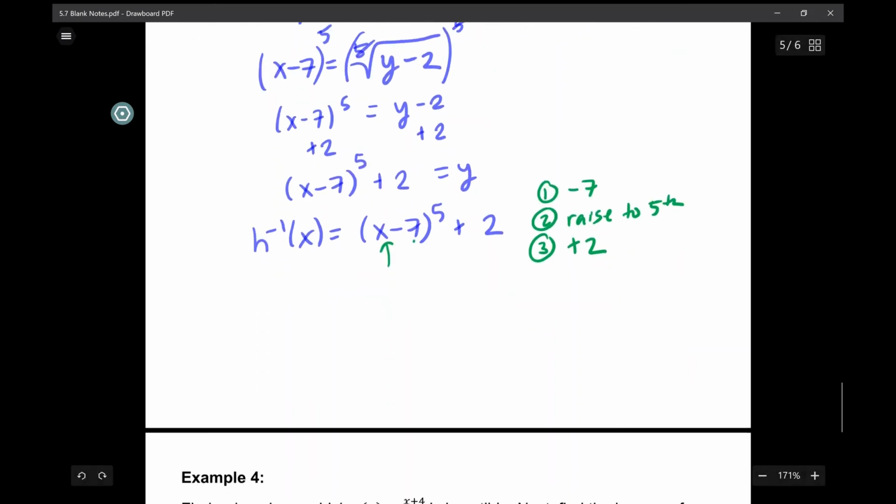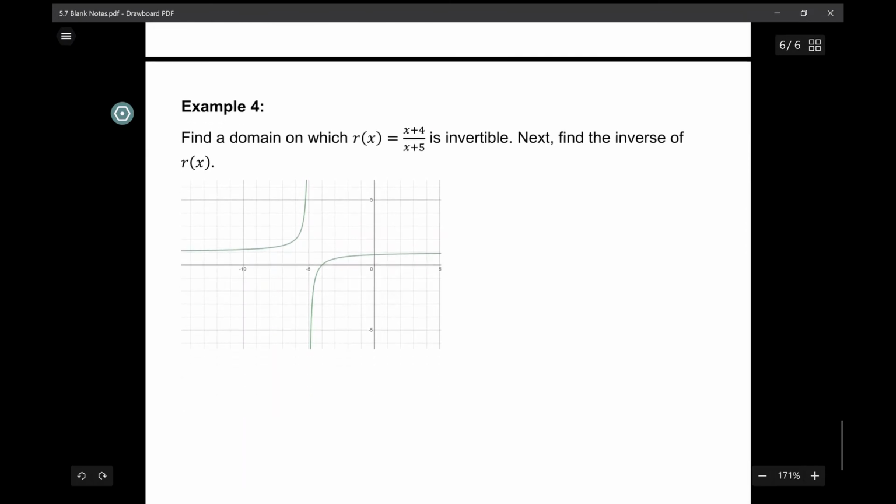All right, one more example for this guy. Let's find a domain in which our function r of x is invertible. It's a nice rational function, and then we'll find its inverse. Well, again, this guy is already one-to-one. We don't have to modify the domain on this one.